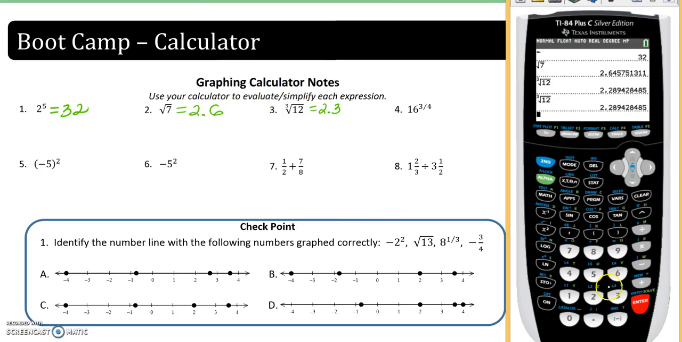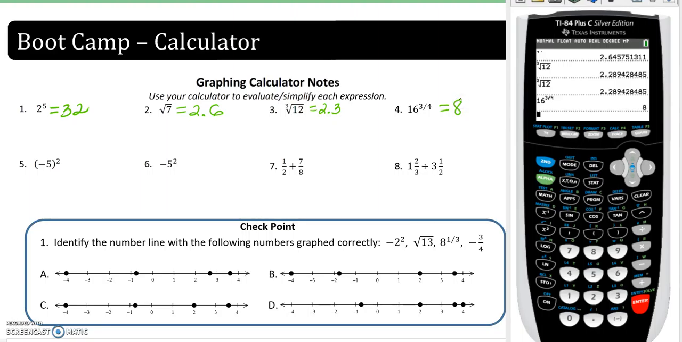Okay, 16 to the 3/4 will be 16, caret 3, you can just do 3 divided by 4. You could put a fraction in there, but you don't need to. And that is 8. Now this is really important.